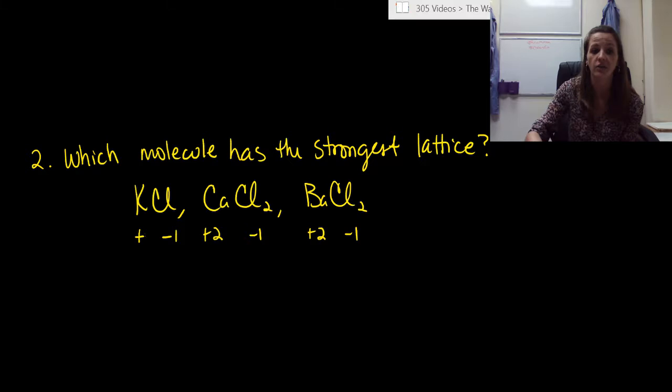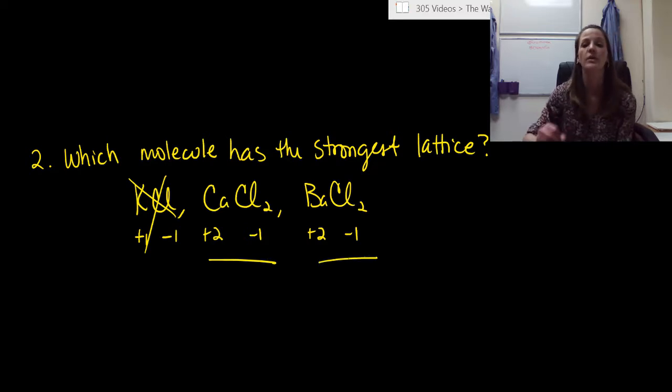So right away I can look over here and say that my KCl has the lower charges or weaker charges than my other two components. So KCl is immediately out of the running. All right, so now we can look at calcium chloride and barium chloride. What we need to do now is figure out which one is going to be the strongest.